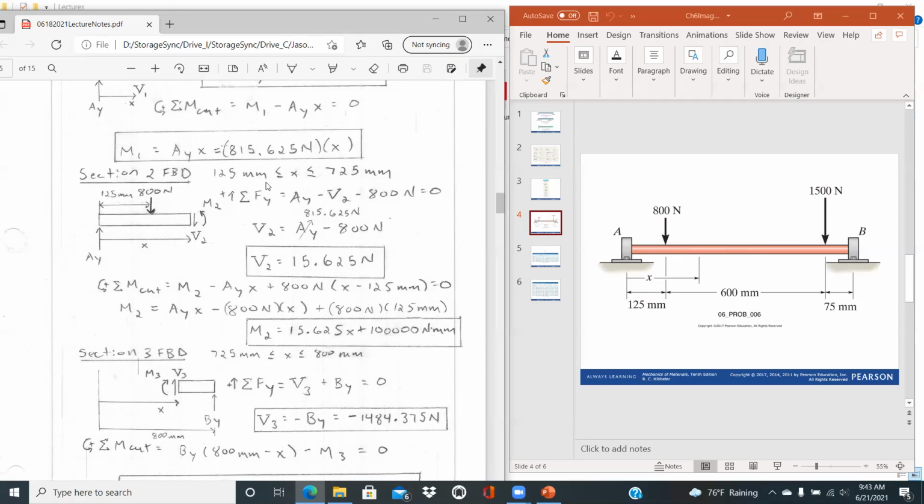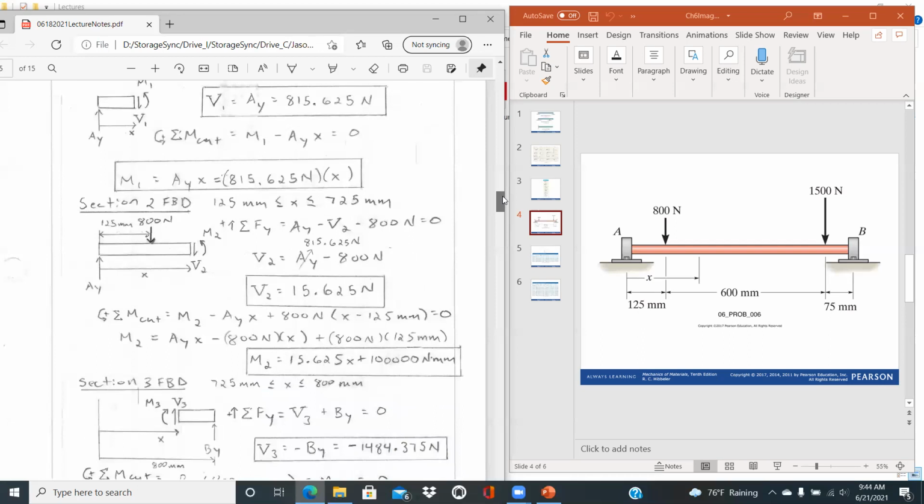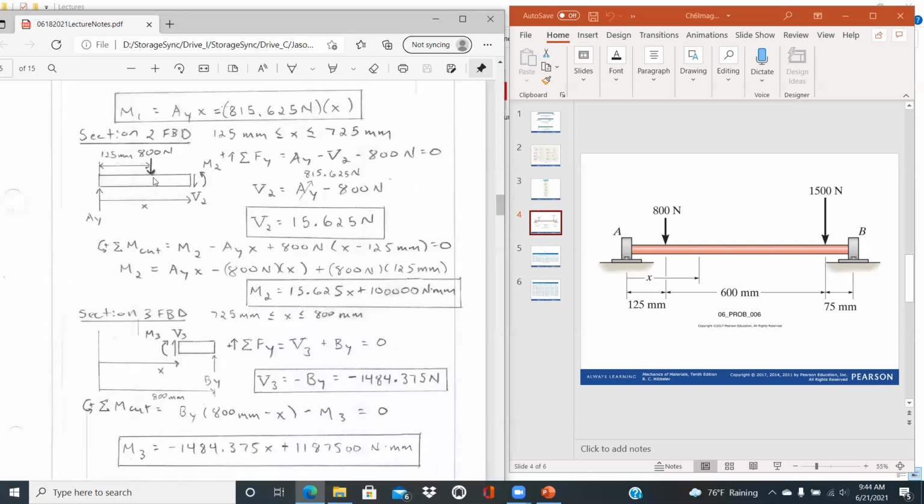And this is going to be valid then between 125 millimeters to 725 millimeters. I think I put that up on section 1 too, that these expressions are only valid for X from 0 to 125 millimeters. So free body diagram, just summing forces on the Y, you'd have AY minus V2 minus 800 is equal to 0, which just tells you that V2 is equal to 15.625 newtons. So again, a constant value.